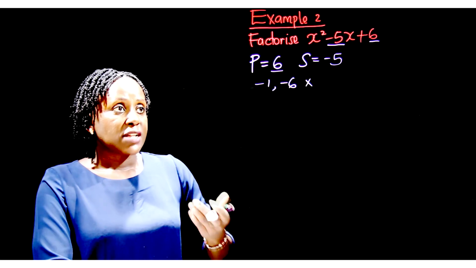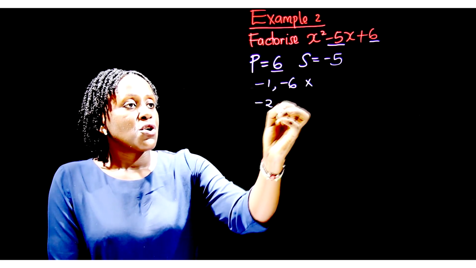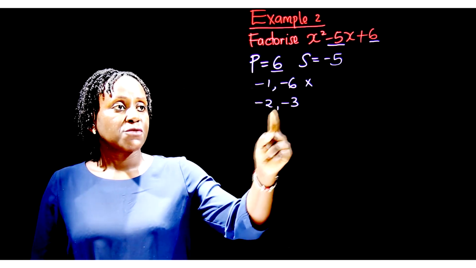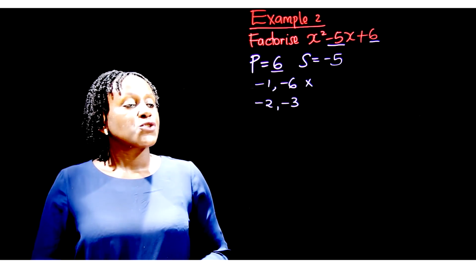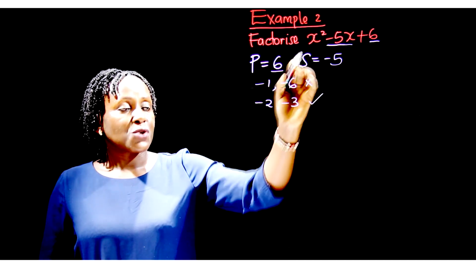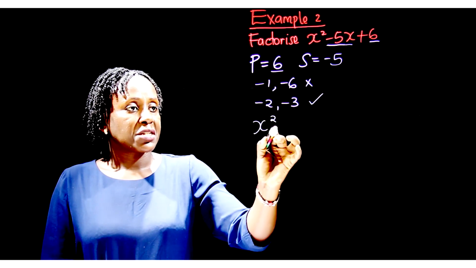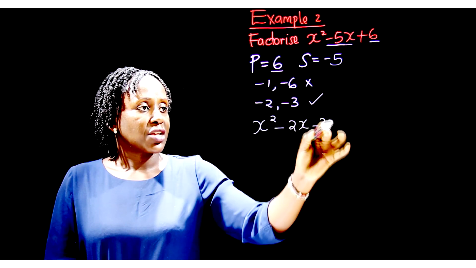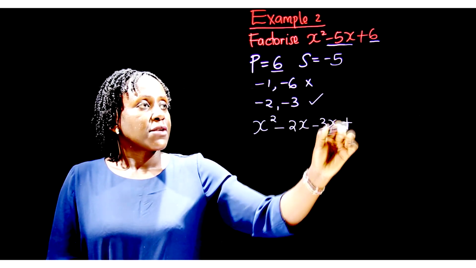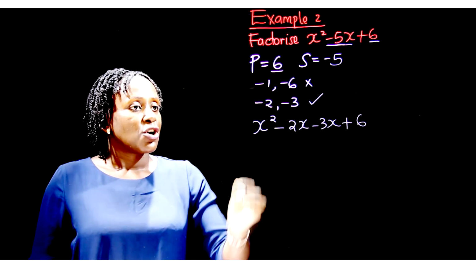So think again about two negative numbers such that if you multiply, you get 6. So we have -2 and then -3. If you multiply them, you get 6. And if you add them, -2 plus -3, you get -5. So these two are the numbers that we are going to use to break -5x into two terms. So rewriting the expression, we have x squared, then -5x can be written as -2x minus 3x, because these two, -2x minus 3x, give you -5x, plus 6.